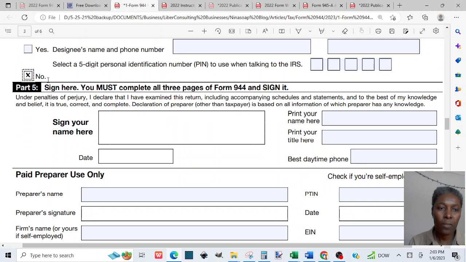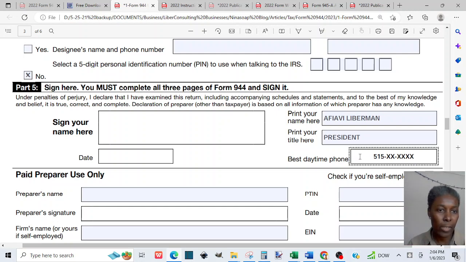Part 5, Form 944. You will add your name first, then you'll add your title, and then your phone number, whatever that is. So let's talk about Part 5 a little bit.